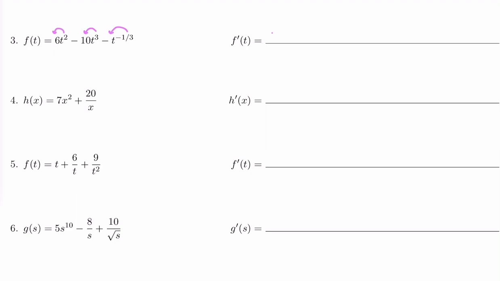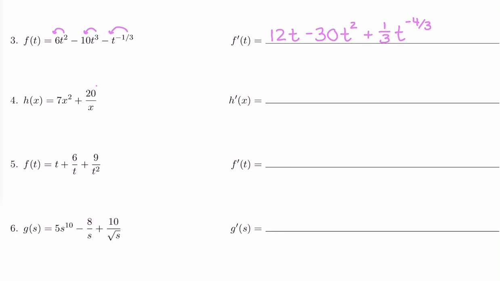So 6 times 2 is going to give us 12t to the first. Negative 10 times 3 is going to give us negative 30. T to the 3 minus 1 is 2. And then we have a negative times a negative 1/3, which is going to make it a positive 1/3. T to the negative 1/3 minus 1 is negative 4/3. So lots of bringing down the power and subtracting 1 for the new power with a different variable.